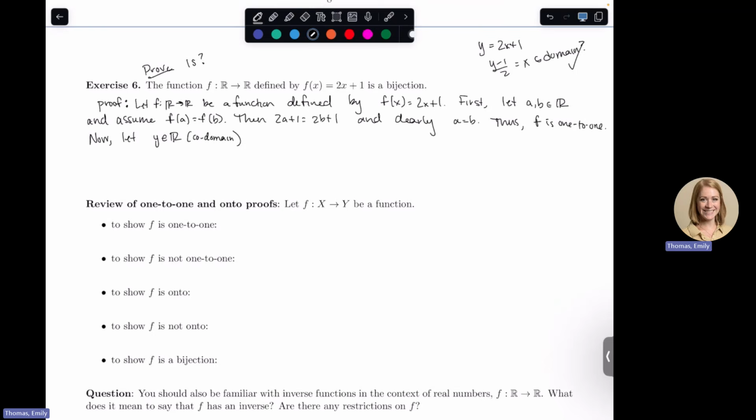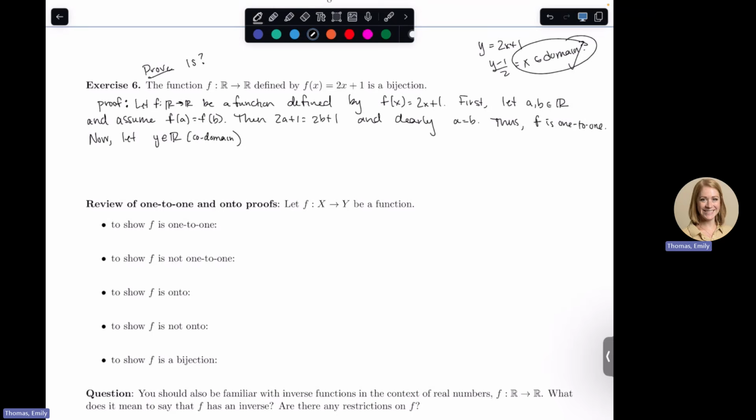Because if y was even, so if y was, I don't know, 2, then x would be 1/2, and x wouldn't be an integer. So you would have found something that doesn't have a preimage in the domain. Does that make sense? So every time you want to check, is this x I constructed actually in the domain? If not, the function's not onto.